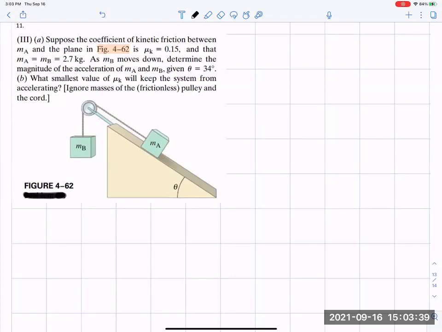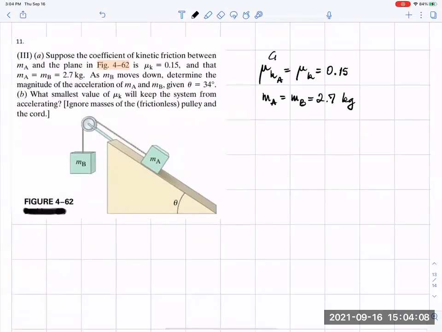So suppose the coefficient of kinetic friction between the mass A, so I'm going to call this mu K. Well, we can call it mu Ka or simply mu K since the other one does not have friction. Suppose this is 0.15. All right, and that the two masses are equal, so Ma equals Mb equals 2.7 kilograms. Remember, a coefficient is dimensionless. I'm just going to call this one given here.